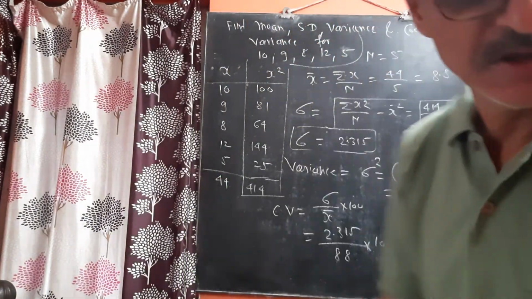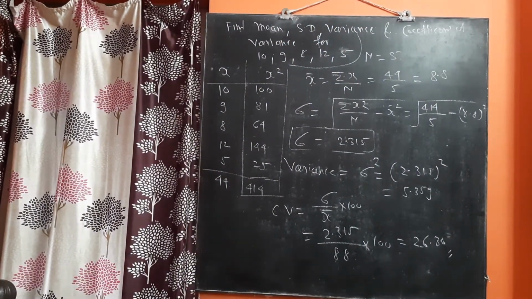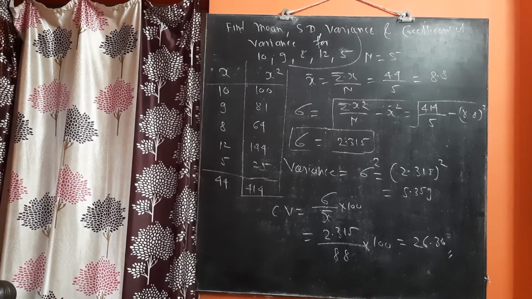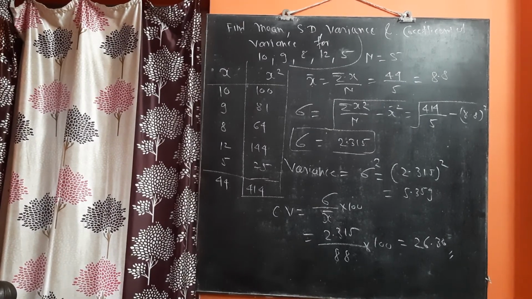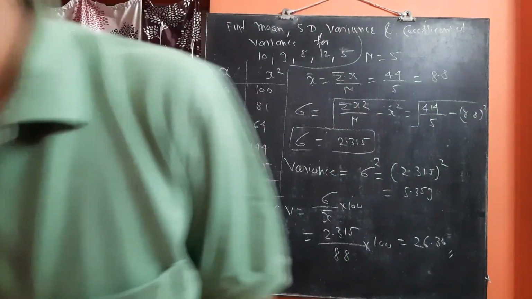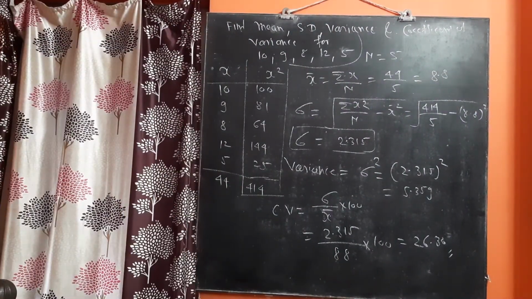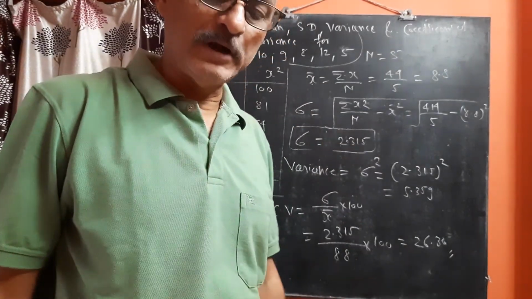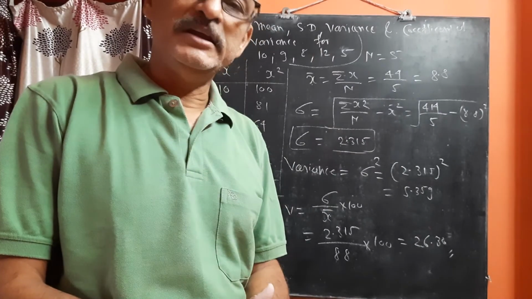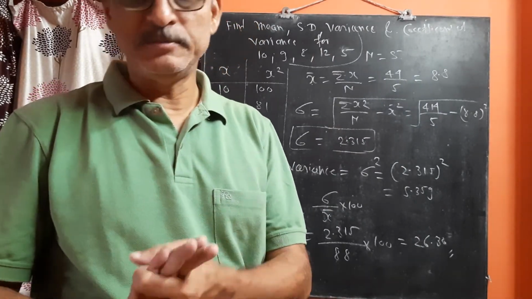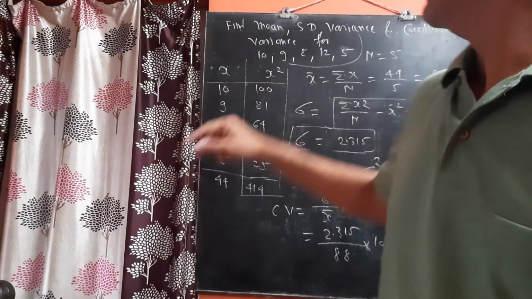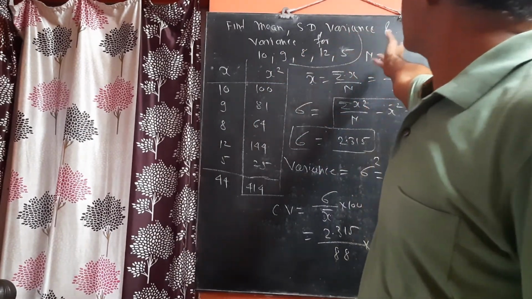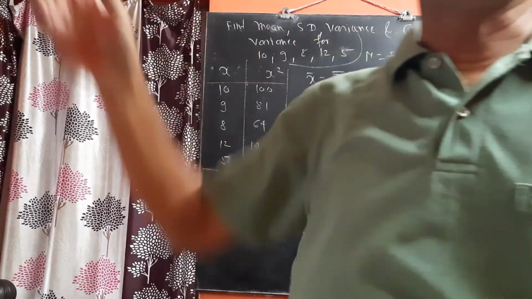In this way you can find out all the four values for all types of data. It may be a series, it may be ungrouped data, or it may be grouped data. That's it for today. In the next period we will continue the same topic, that means variance and coefficient of variance and comparison of two groups.